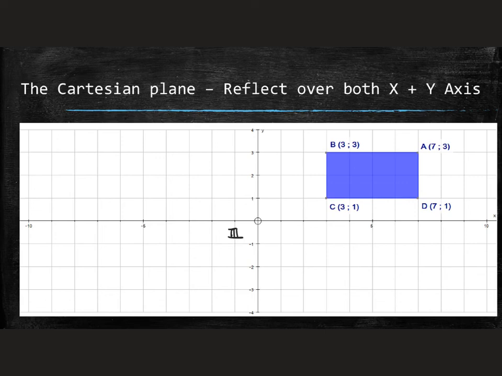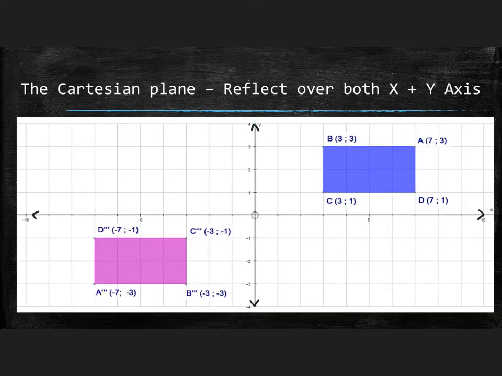Stop the video, redraw the shape, and tell me what are the coordinates of C when you've done a double reflection over the x and y axis. Okay, very good. What you can see now is I've got 3 primes. This is the 3rd time I've asked you to change this original shape. What do we notice has happened?